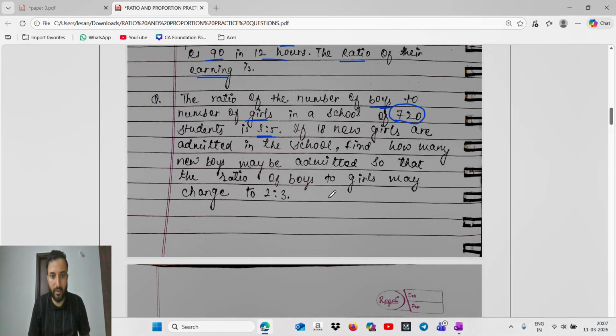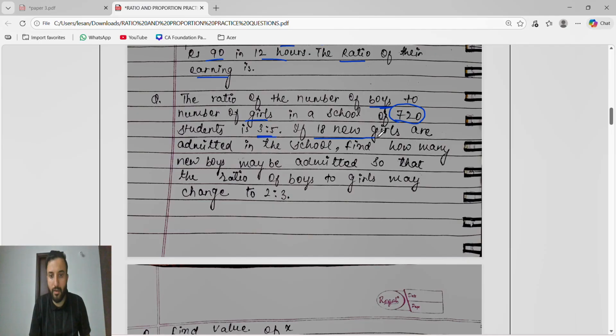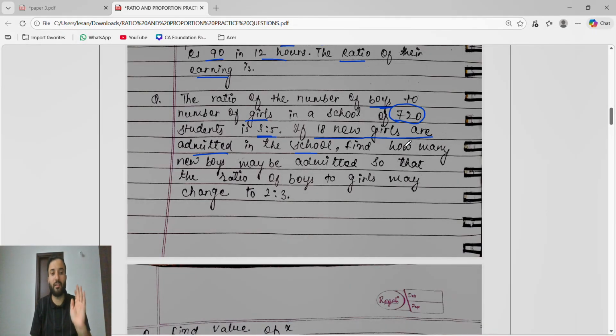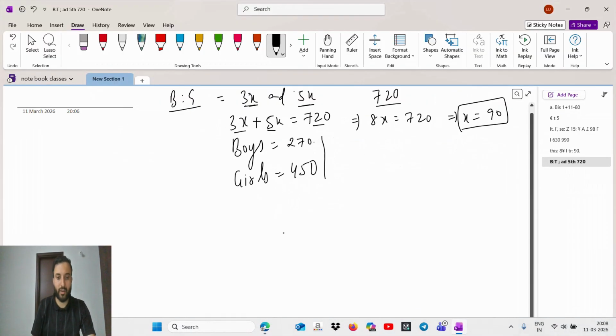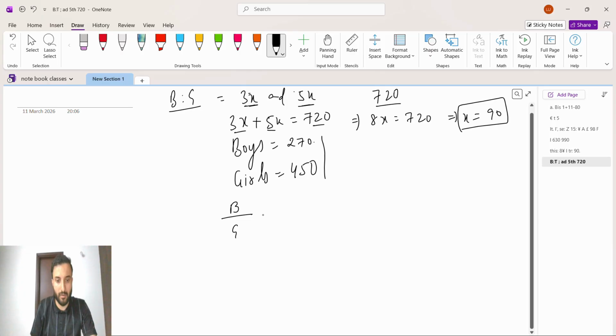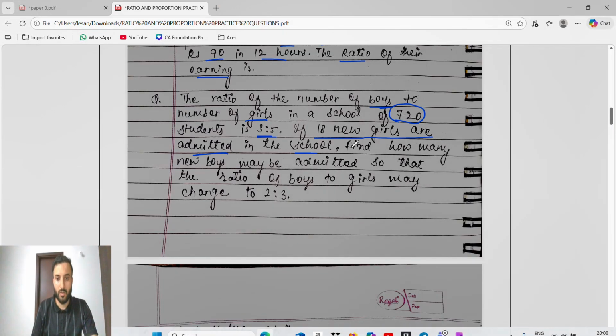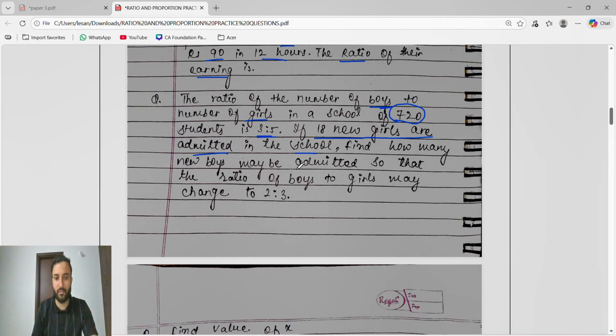Now next they said that if 18 new students are admitted in the school. No, wait. Sorry guys, 18 new girls are admitted. Look, the ratio was boys by girls. The boys were 270 divided by girls 450. They said 18 new girls are admitted in the school. Find how many new boys may be admitted.